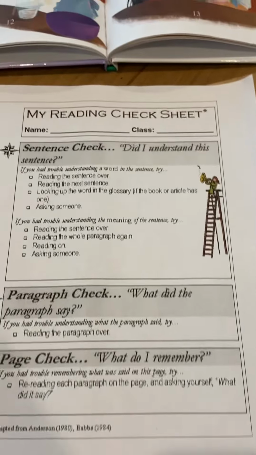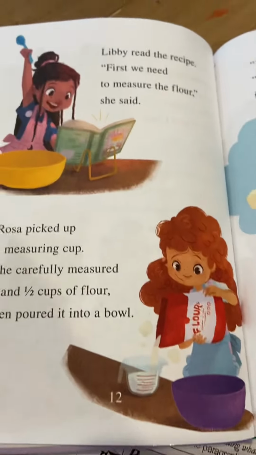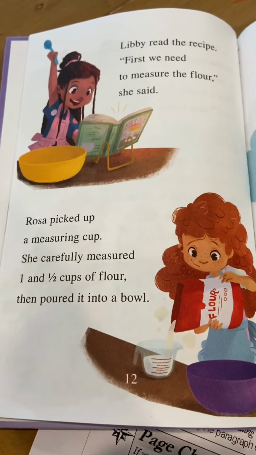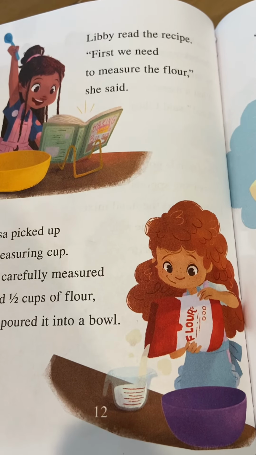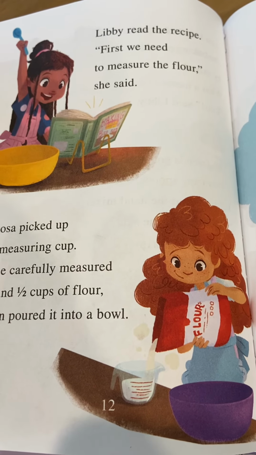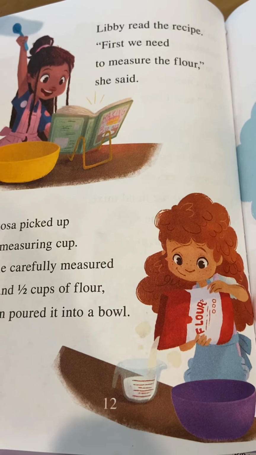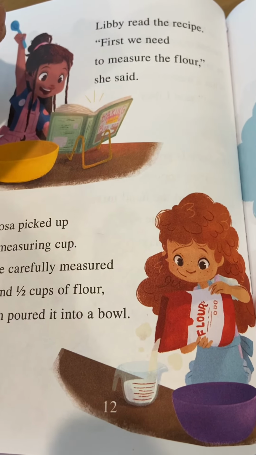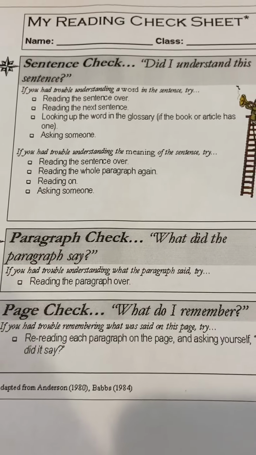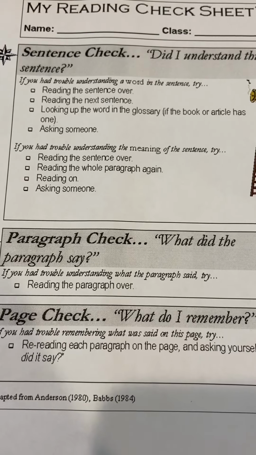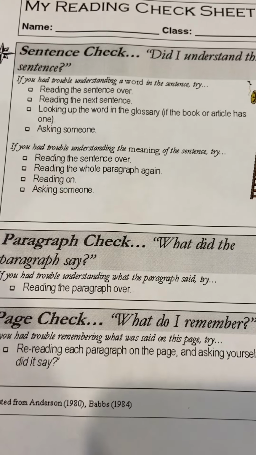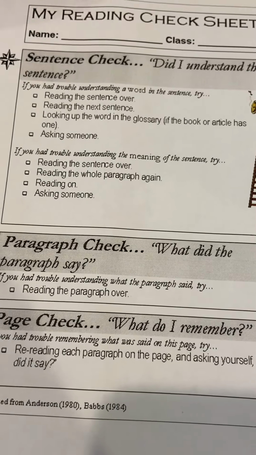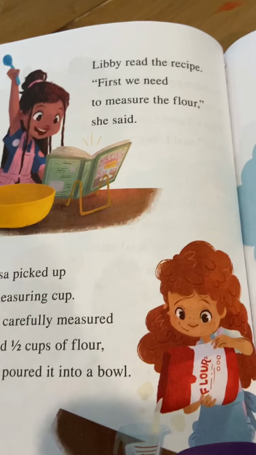So an example of how to model this for your students, you could use this page, and I'm going to model it. Libby read the recipe. First, we need to measure the flour, she said. Clunk, I'm not quite sure what measuring the flour means. So I'm going to look back at my checklist, my check sheet, and maybe I'm going to try rereading the sentence over and reading the next sentence, and then piggybacking onto what I had mentioned, maybe I would add looking at contextual clues or pictures.